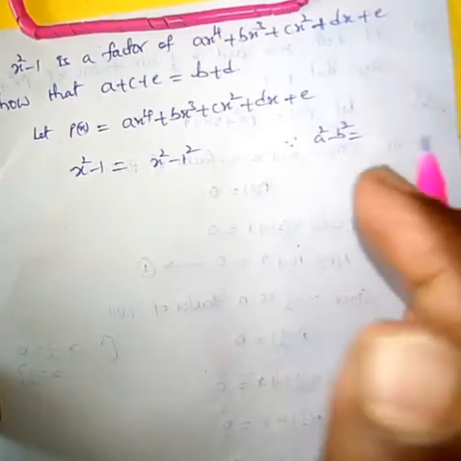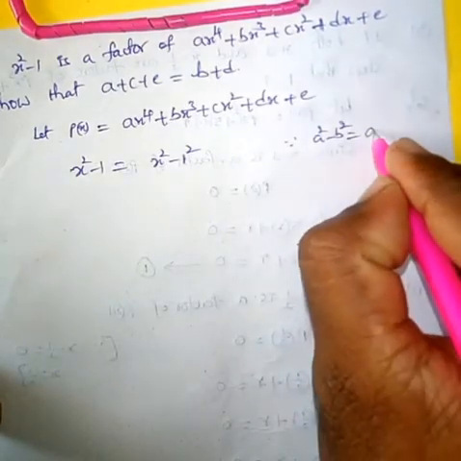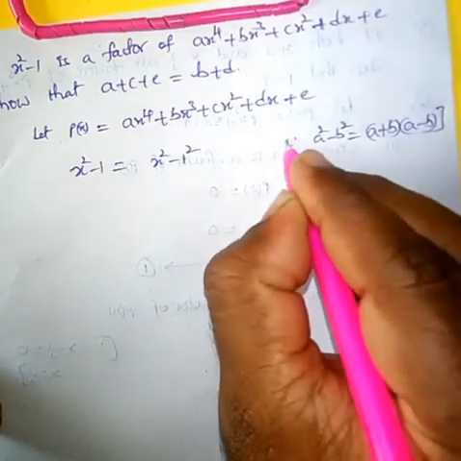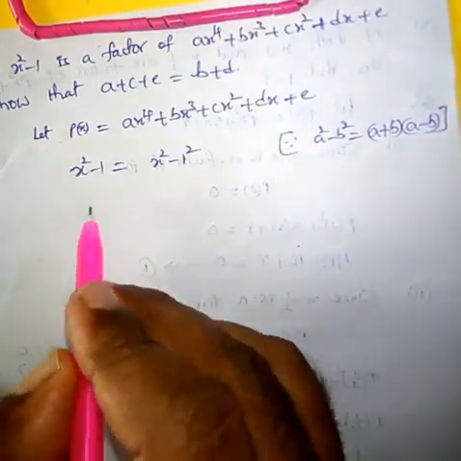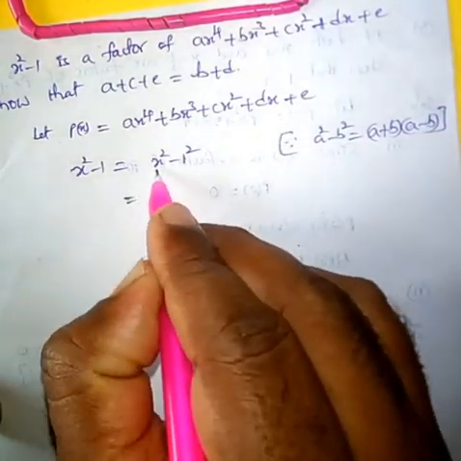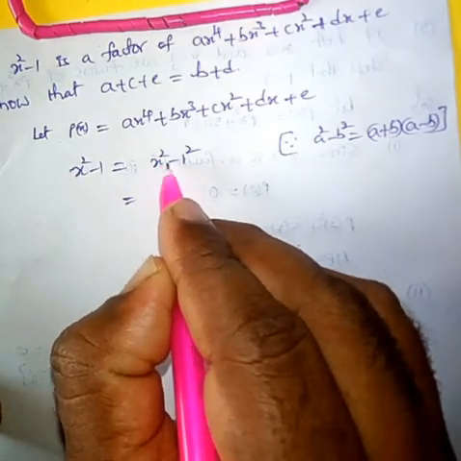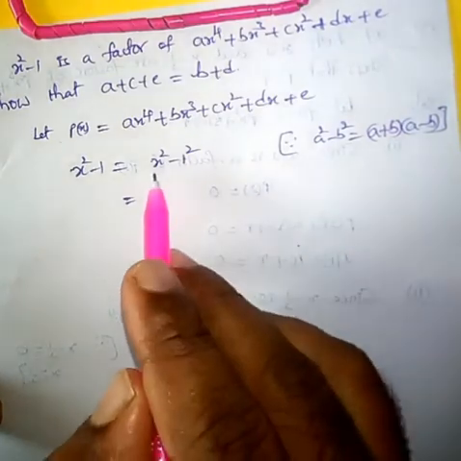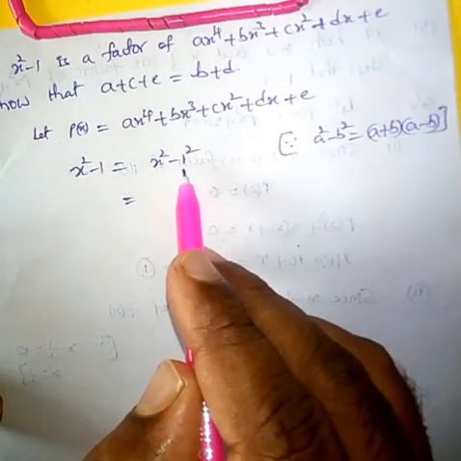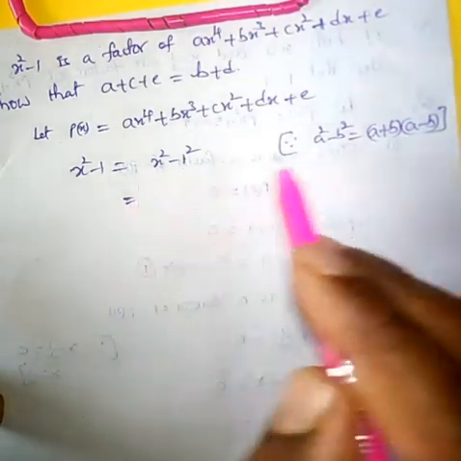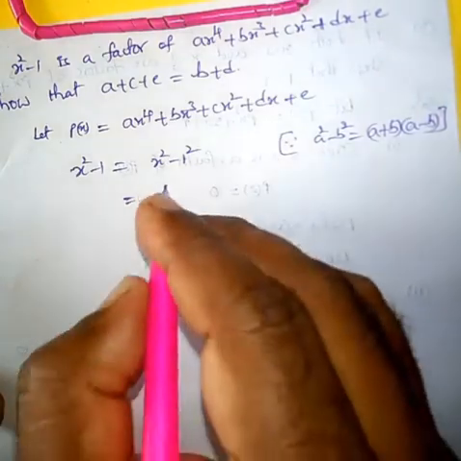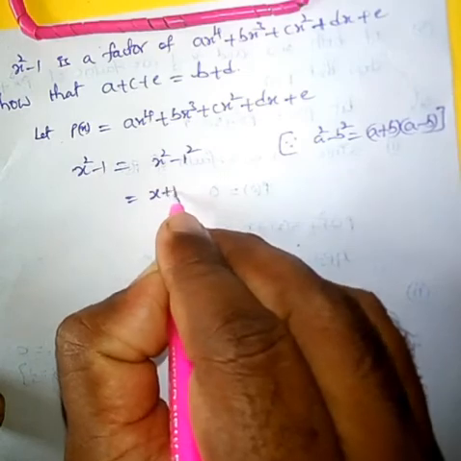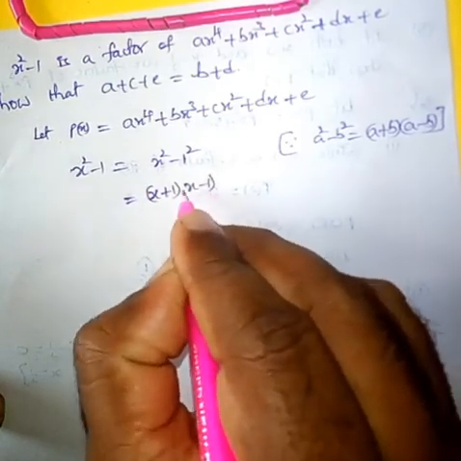So what is the formula of a square minus b square? Yes, (a plus b) into (a minus b). So you can split x square minus 1 square in the form of (a plus b) into (a minus b). Here a is x and b is 1. So you can write this as (x plus 1) into (x minus 1).